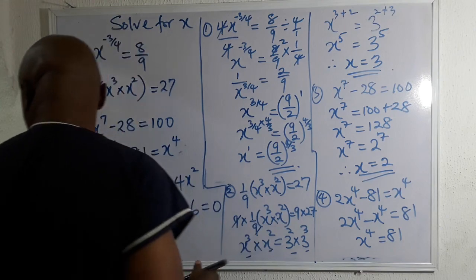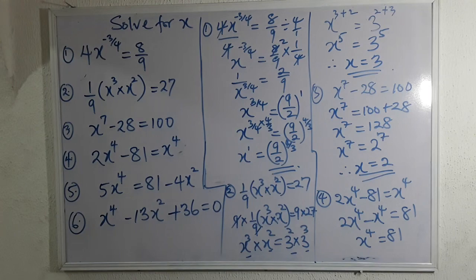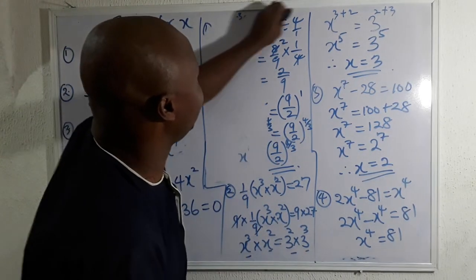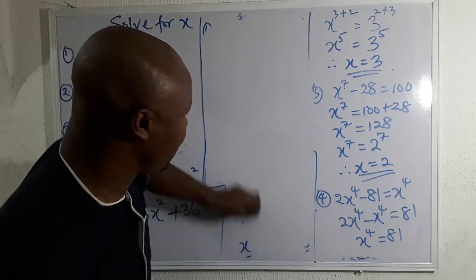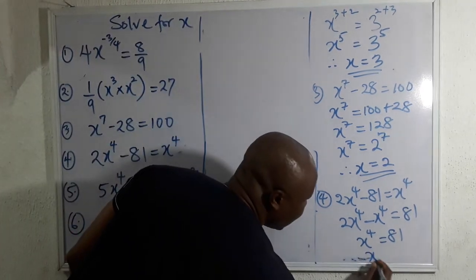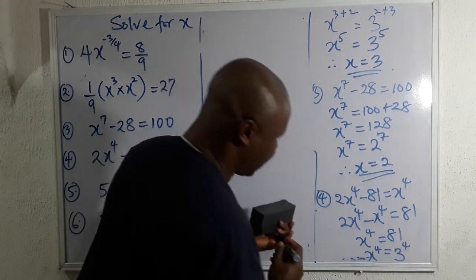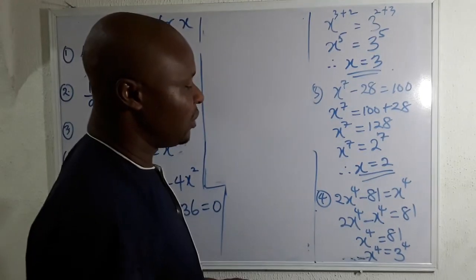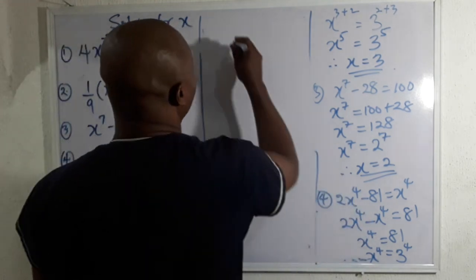Again, that 81 can be re-expressed as 3 raised to power 4. So that will be x raised to power 4 is equal to 3 raised to power 4, because 3 raised to power 4 is 3 times 3, 9 times 3, 27 times 3, which is 81. So again, we can see there that the powers are the same.